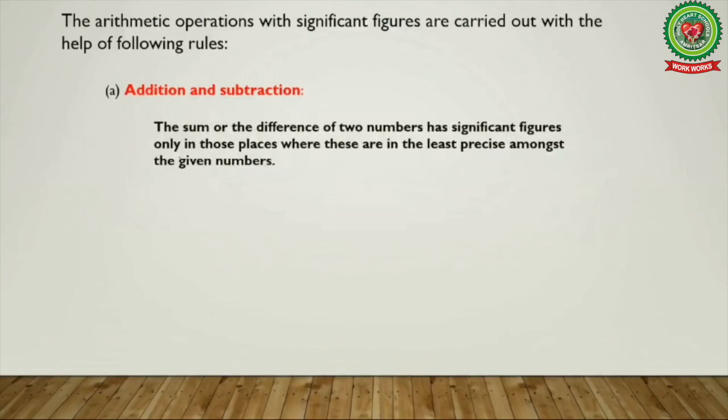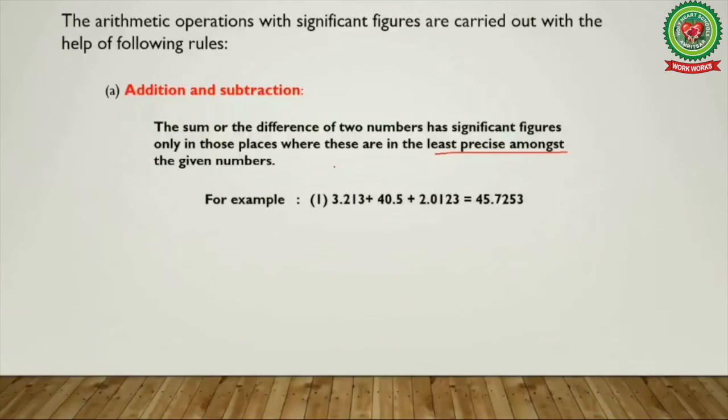The sum or difference of two numbers has significant figures only in those places where these are in the least precise amongst the given numbers. Least precise means least accuracy, or which has the least number of significant figures. You have to take the result in that number of places only.